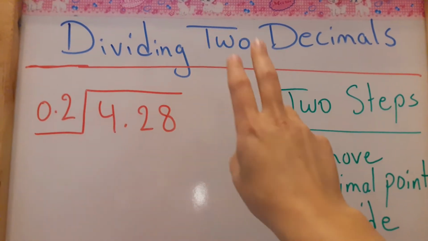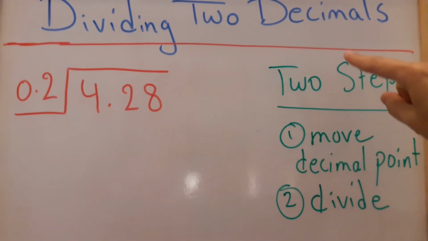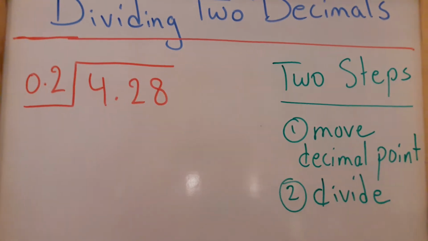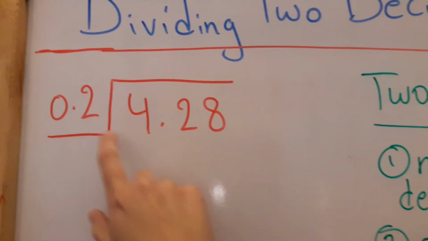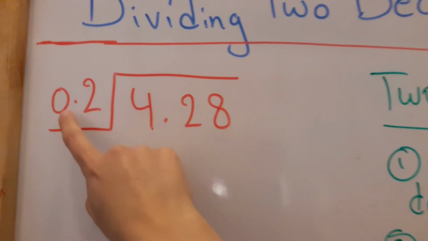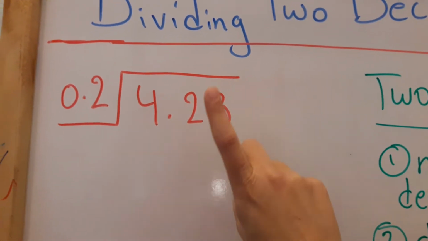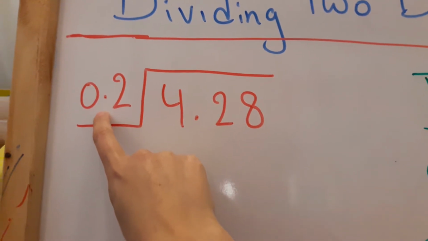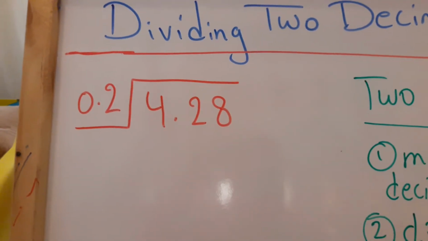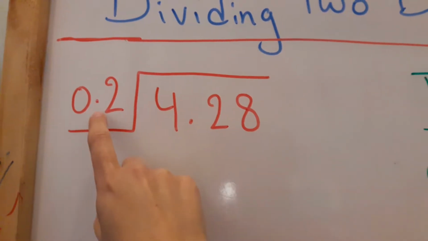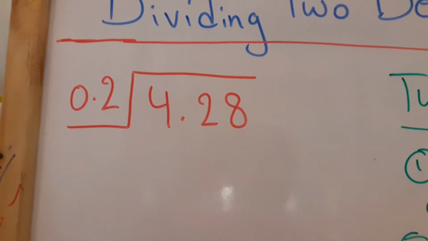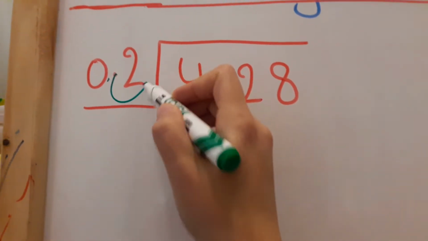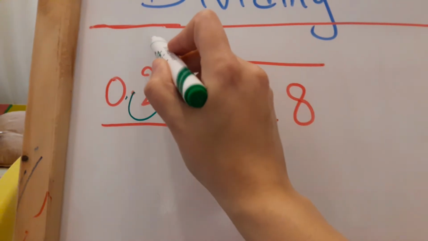Okay, to divide two decimal numbers, I'm going to pass through two steps. 1, I have to move the decimal point. 2, I can start dividing. So over here I have two decimal numbers that I have to divide. But I have one problem. What is the problem? That I have a decimal number in the divisor. So for the 0.2 to become a 2, you think I should be multiplying by what? So I need to move it how many place values? One place value. It means 10.